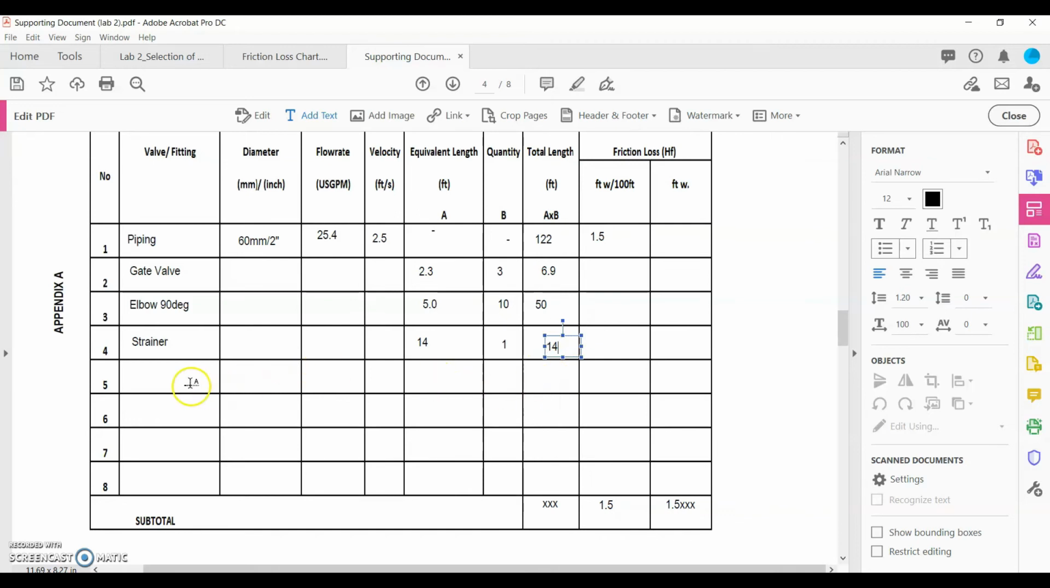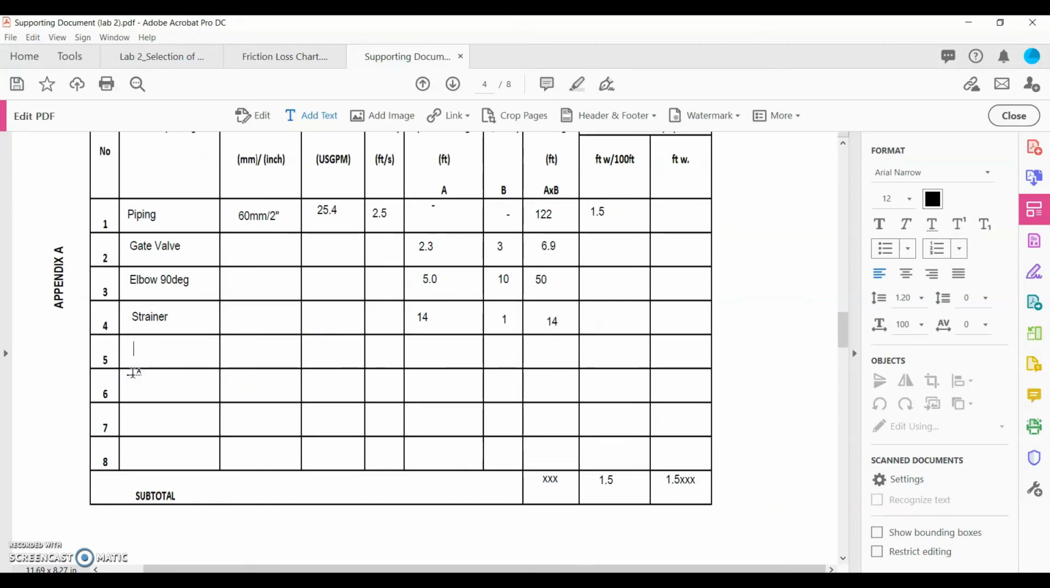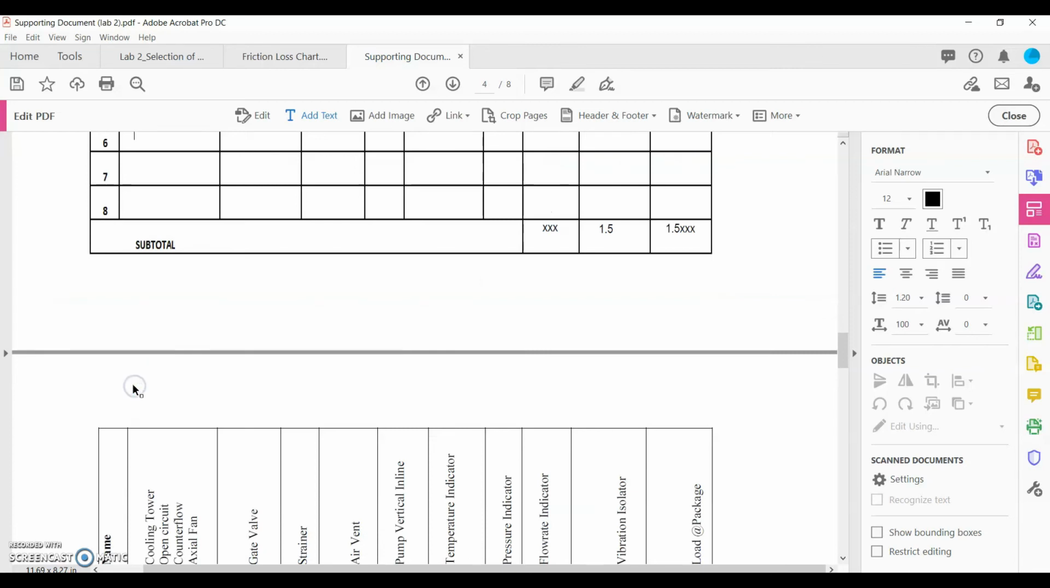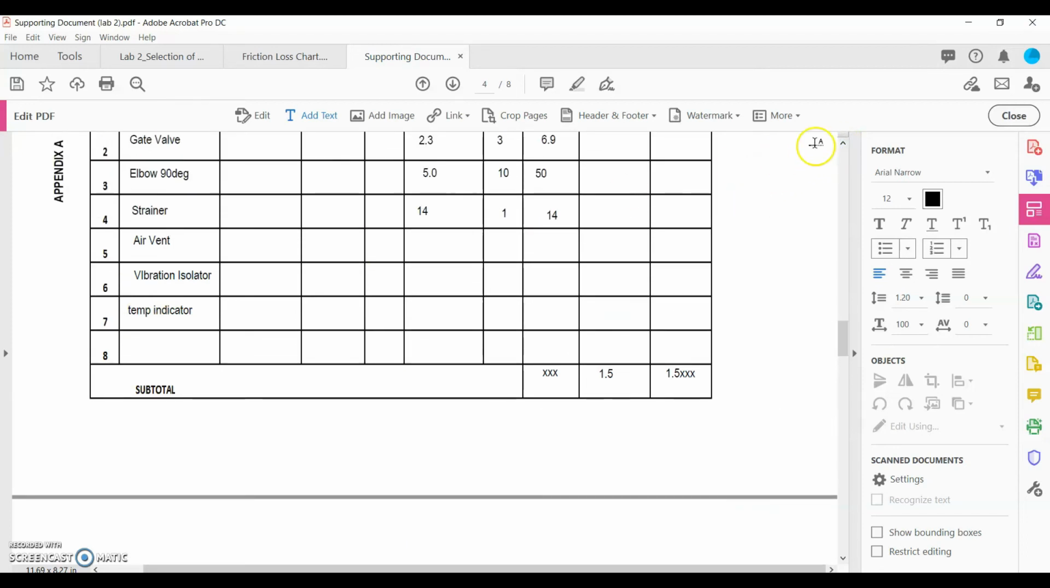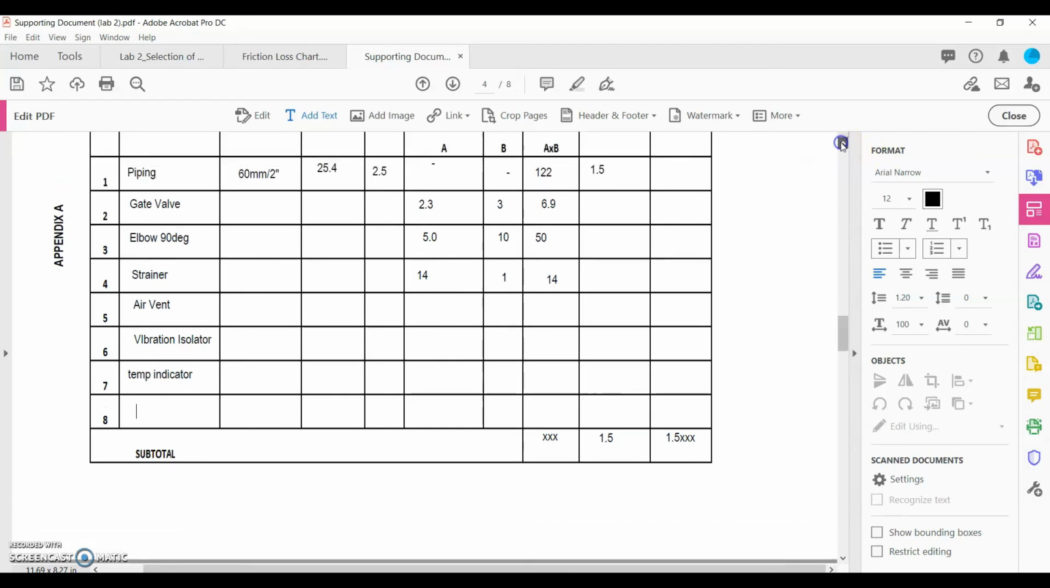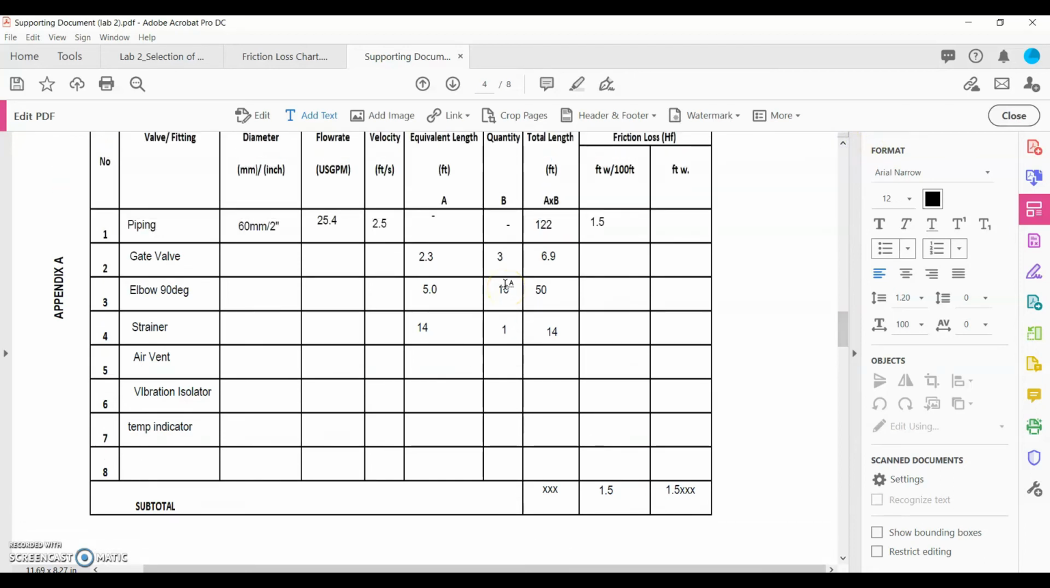Alright. Okay, so other fittings such as vent, vibration isolator, temperature indicator, pressure indicator, and also flow rate meter. You just input them here, but they have nothing to do with your calculation. So they are not calculated in your calculation. Alright. So only these 4 items are included in your calculation.